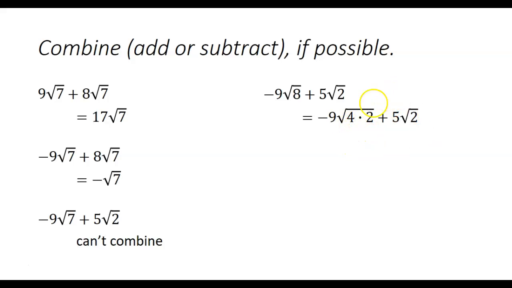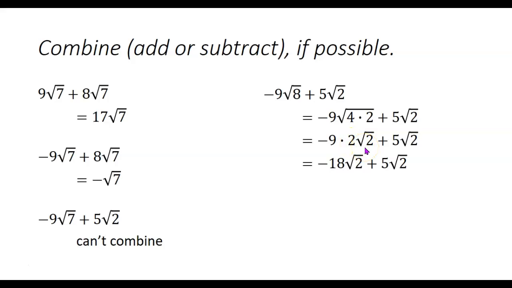And that's useful because 4 is a perfect square. So we can break up the square root of 4 times 2 into the square root of 4, which is 2, times the square root of 2, which has to stay just the square root of 2. And now we have negative 9 times 2, so that's negative 18, times the square root of 2, plus 5 times the square root of 2. So we have simplified the square root of 8 into 2 times the square root of 2.